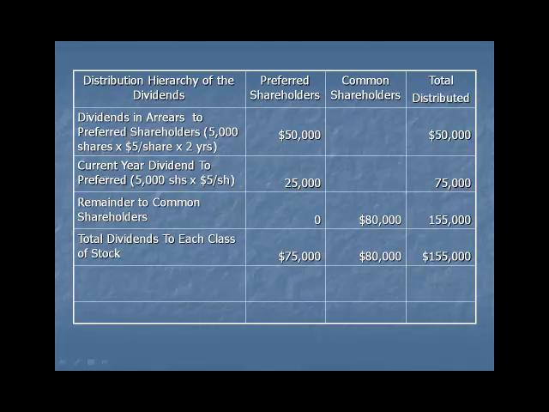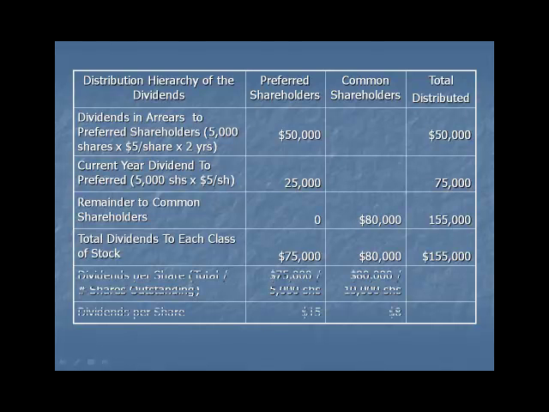Now, what does that mean to each class? The total dividends paid to each class is $75,000 to the preferred shareholders, $80,000 to the common shareholders. Now, if you were to calculate the dividends per share, you take the total dividends paid to that class of stock, divided by the total number of shares outstanding for that class. So the preferred shareholders got $75,000. And there's 5,000 shares, so they got a total of $15 per share. The common shareholders got a total of $80,000, and there were 10,000 shares, so that would be $8 per share.